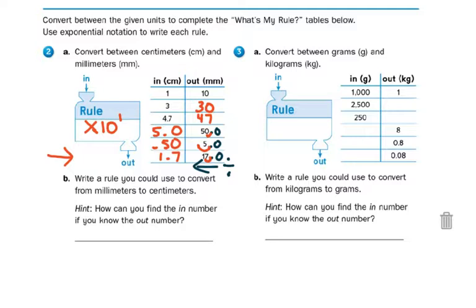Write a rule you could use to convert from millimeters to centimeters. Hint, how can you find the in number if you know the out number? We just did that, right? We divide by 10 to the first power.